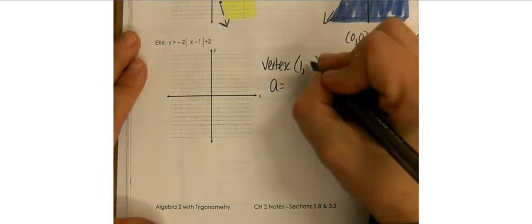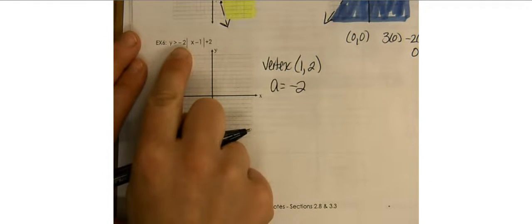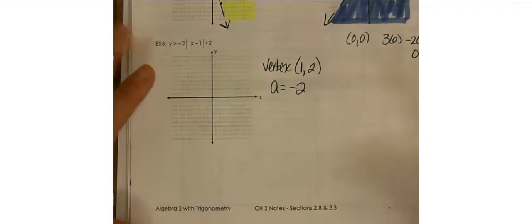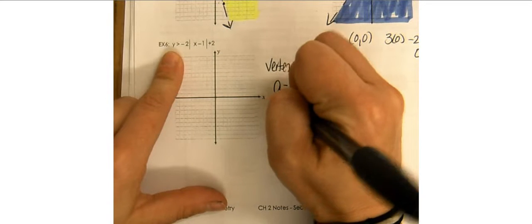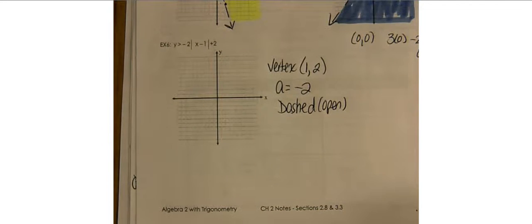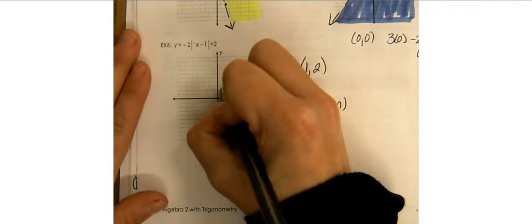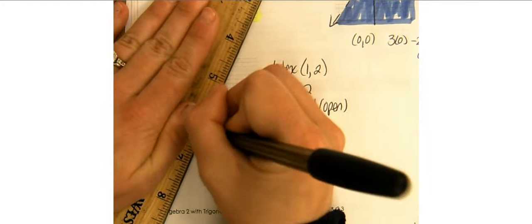So we're going to start with 1, 2, and then the slope of the right-hand side is going to be negative 2. And then I need to decide, am I going to draw dashed lines or solid lines? And because this is a greater than symbol, I'm going to have a dashed line, or the word open, if that helps as well. So I'm going to go to where 1, 2 is, and I'm going to go down 2 and to the right 1, and come up with a couple of points, and reflect those points on the other side, and I'm going to draw dashed rays coming off of the vertex, extending the entire grid.